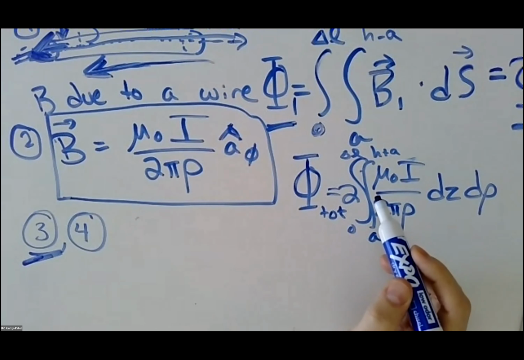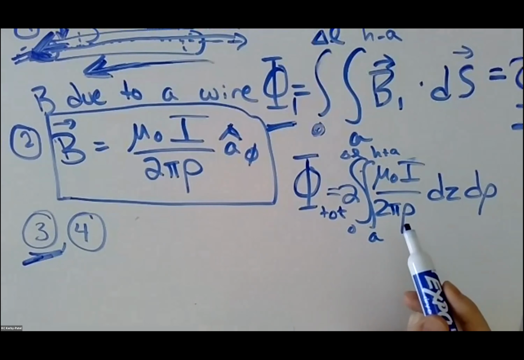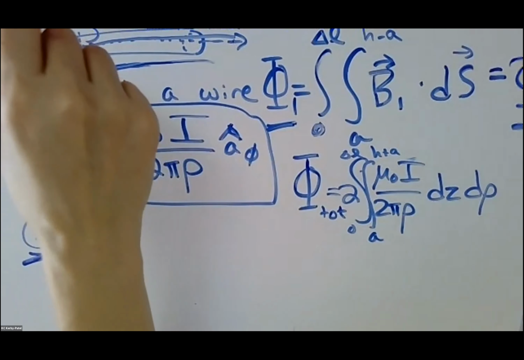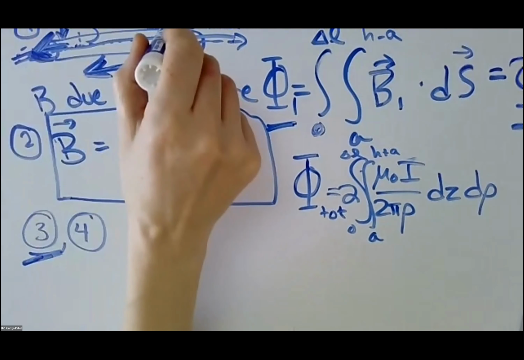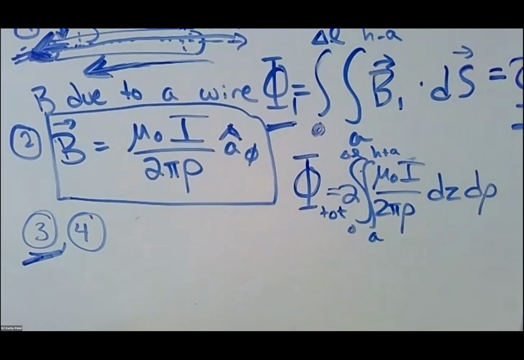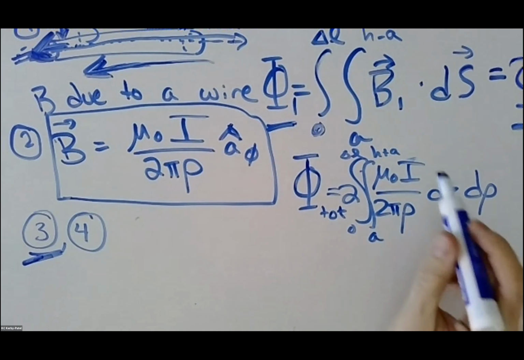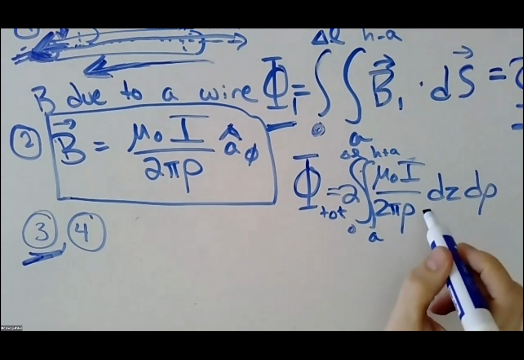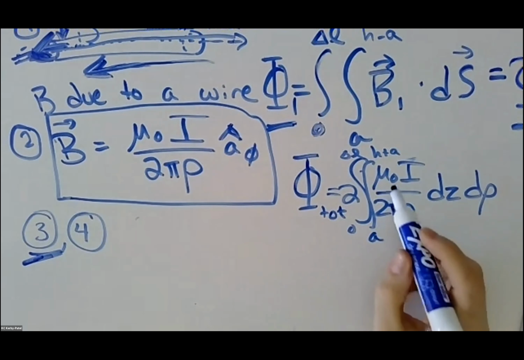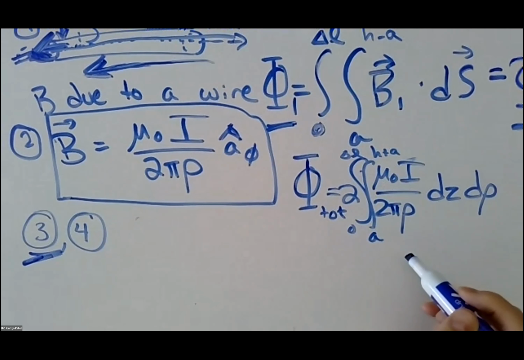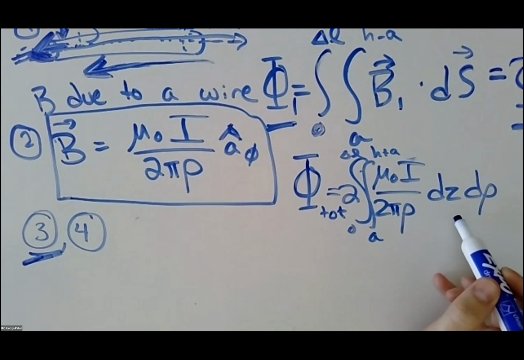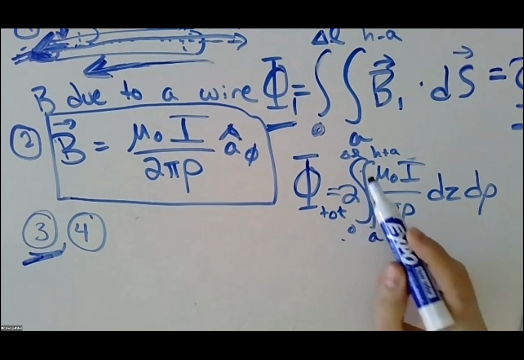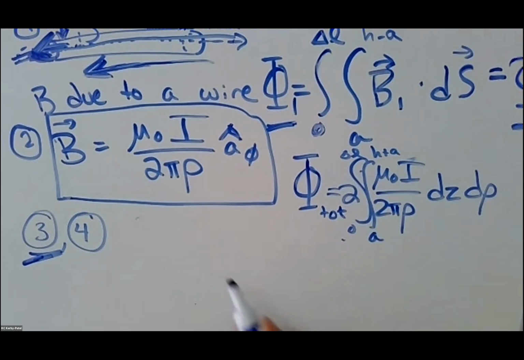Professor? Yeah. Is it H plus A or H plus 2A? H plus 2A between the center of one wire to the center of the other wire, but we're only going up to the edge of the wire, so it's H plus A. Oh, okay. Thank you. All right, anything that doesn't depend on the variables of integration can come out. So mu, I, 2 pi, all that stuff comes out. Nothing inside the integral depends on Z except for dz. So I get Z evaluated from 0 to delta L. So I just get a factor of delta L in the front.